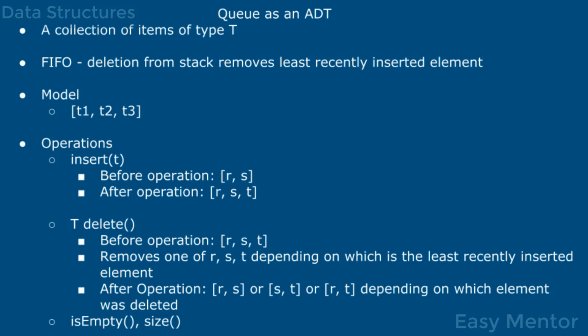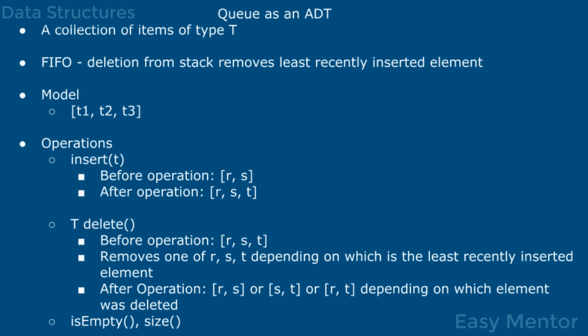So the model consists of a set of elements. Insert is pretty much similar to the push operation of the stack. Delete is different from pop of the stack. So delete here removes that element which is the least recently inserted. So it's the element that was inserted first among all the elements present in the queue at that point in time.